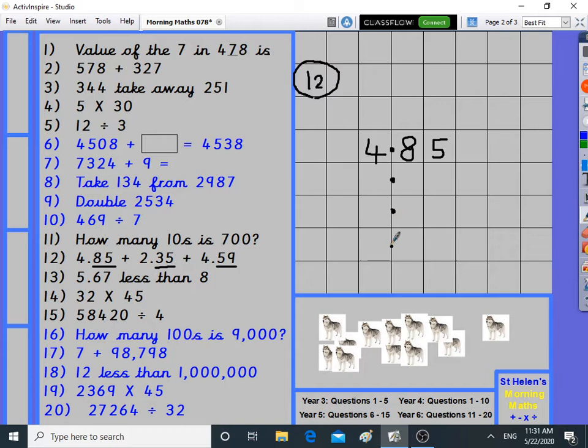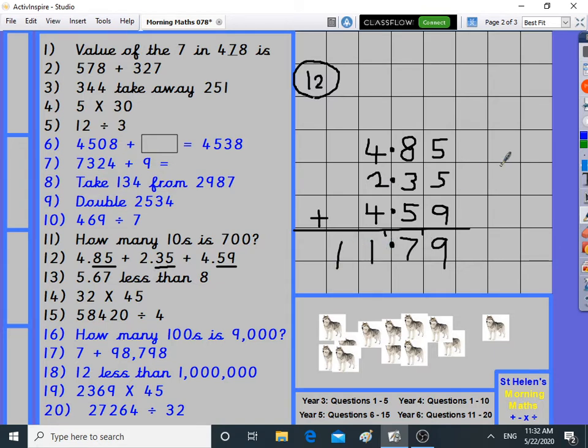So I'm going to line up my point going down first. Make sure your point is lined up. 2.35, 4.59. We're going to add all these numbers. Okay, 5 plus 5 is 10, plus 9 is 19. 8 plus 3 is 11, plus 5 is 16, plus 1 is 17. 4 plus 2 is 6, plus 4 is 10, plus 1 is 11.